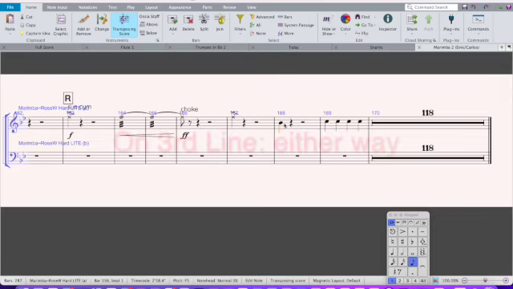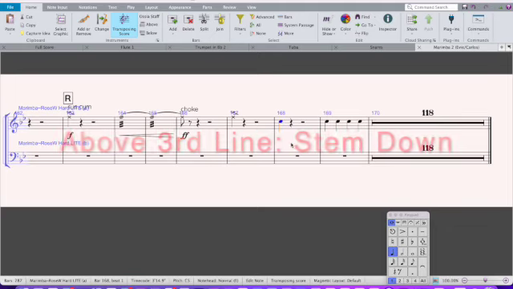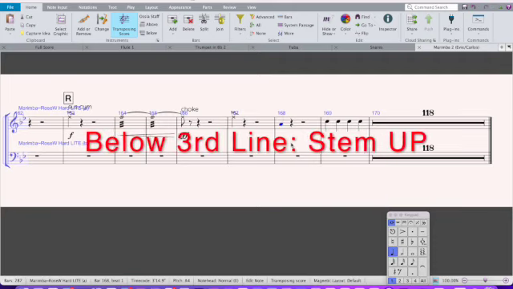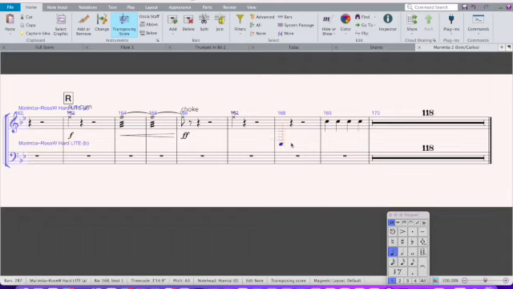The 3rd line can actually go in either direction. So this one can go like that, it can go like that, it doesn't matter. But as soon as it goes above that 3rd line, that stem has to be pointed down. Even all the way up here, the stem still points down. If I come back down and I go below that 3rd line, that stem automatically points up no matter how far I go, even if I go past notes that exist. So above the 3rd line, make sure they're pointing down. Below the 3rd line, pointing up.